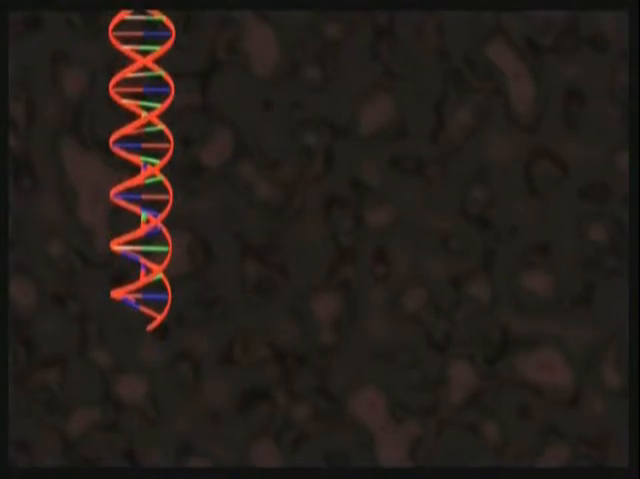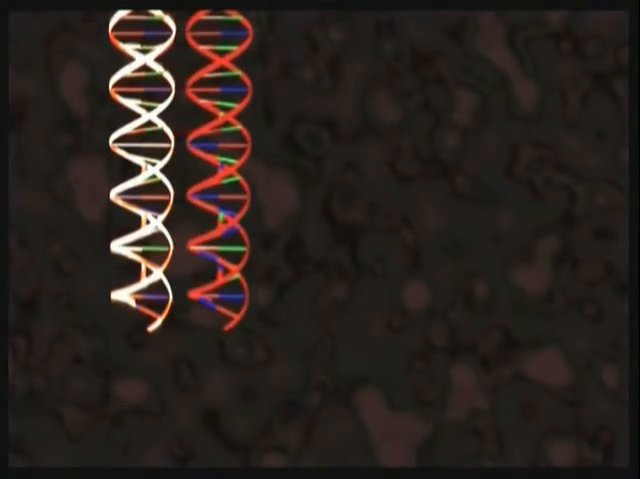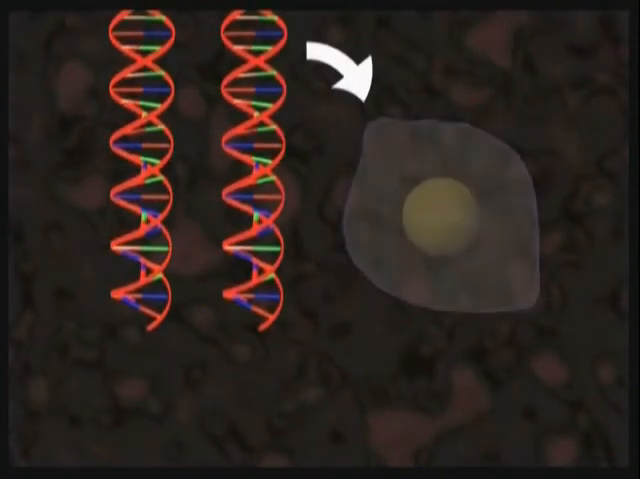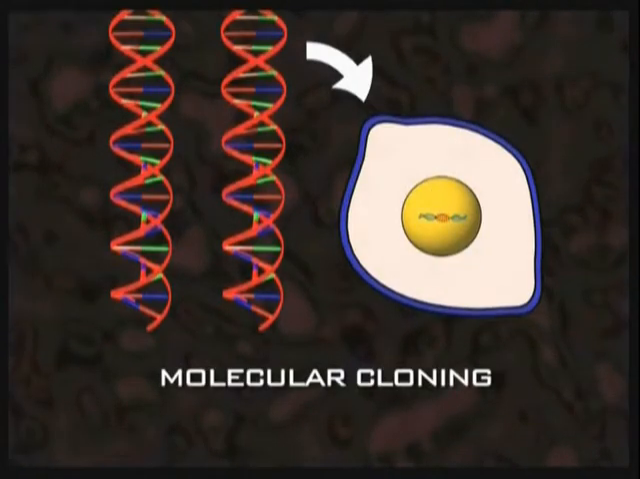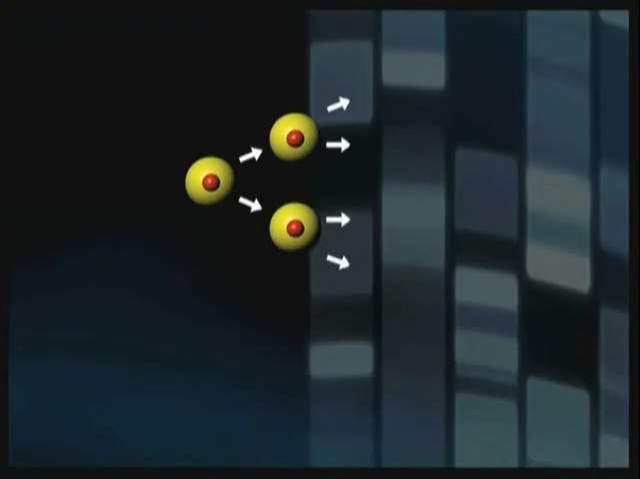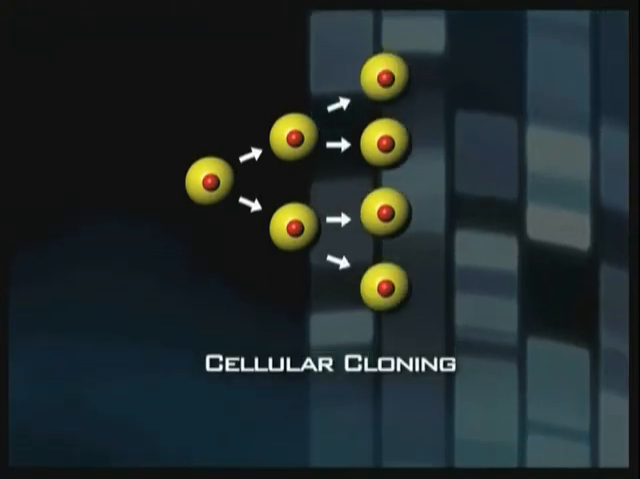Of course, when you talk about genetic engineering, most people think of cloning. To clone means to copy. We can clone a piece of DNA to put it into another organism. This is called molecular cloning. We could clone a cell to make many copies of it. This is called cellular cloning.